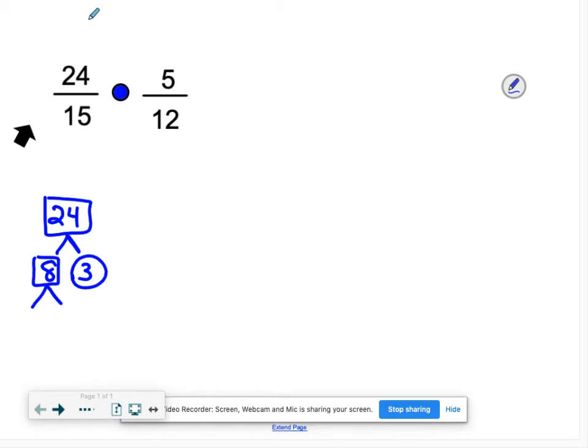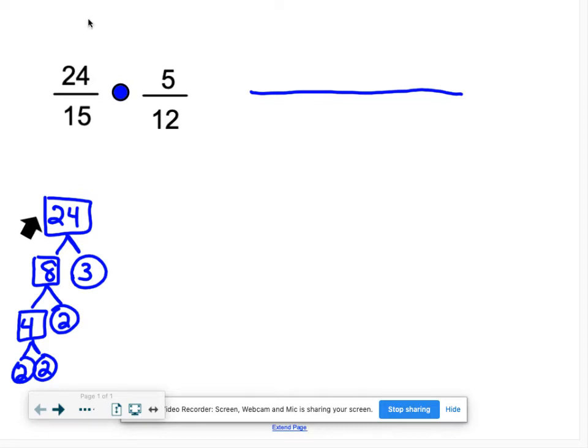8 can be prime factored into 4 times 2. 2 is prime, 4 is not, and 4 can be broken down into 2 and 2. So now, the prime factors of 24, I'm just going to put them right up here. We know that 24 here is in our numerator, so we want to make sure that we put our prime factors in the numerator over here. So now we have 2 times 2 times 2 times 3.